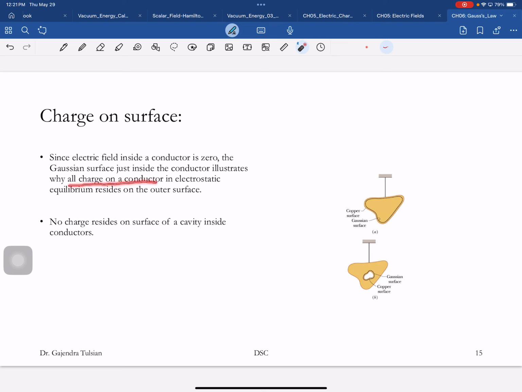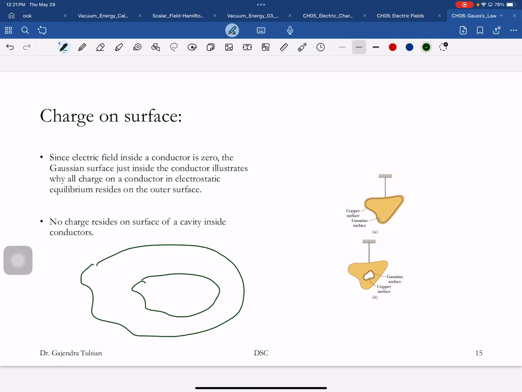All charges on a conductor in an electrostatic equilibrium reside on the outer surface. So even if you have a hollow metal piece, you won't have any charges there. Okay, now let's try and mess with that. So here's a piece of metal. What I'm going to do is put a positive charge here.